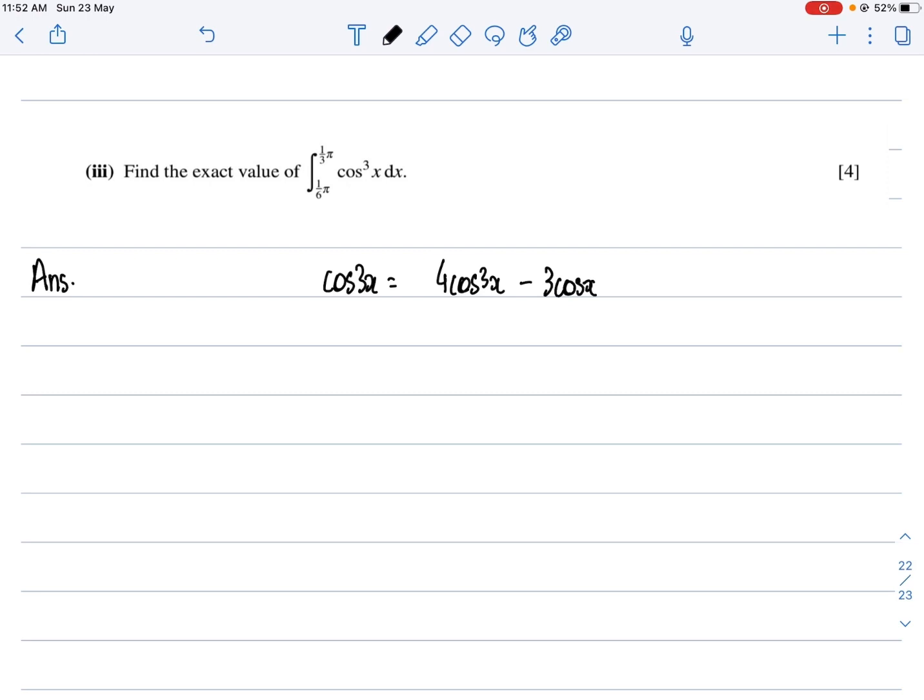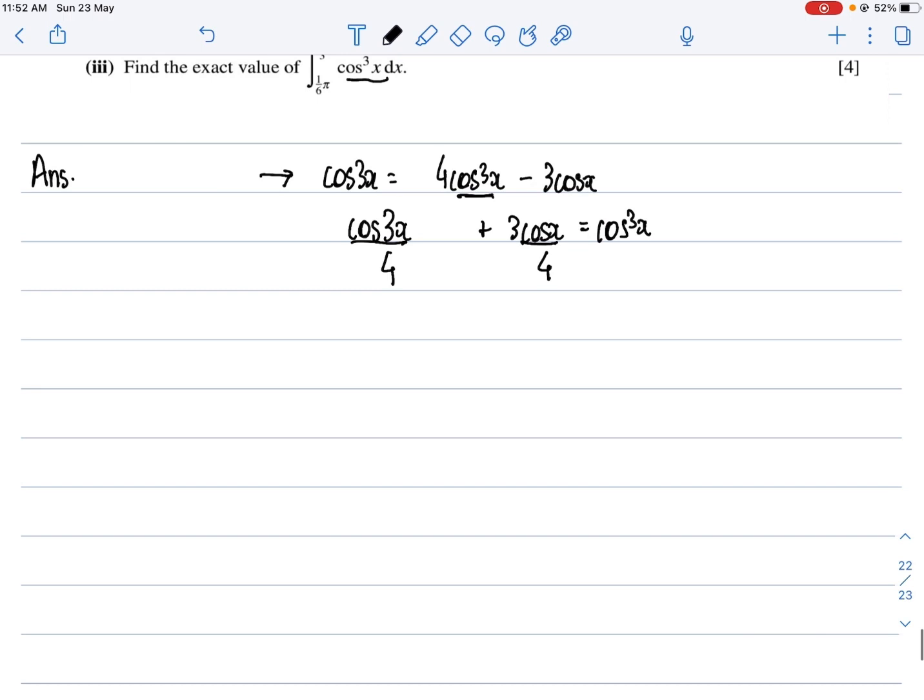Yes, so this is the third part of the question. What I need to do here basically is, I know I got this equation from part 1, correct? So integrating cos cube x is not that direct. What I can do is make cos cube x the subject of the formula here. So I'll basically get (cos 3x plus 3 cos x) over 4 is equal to cos cube x, correct? So I can now simply write this as the integral from 1 over 6 pi to 1 over 3 pi, with instead of cos cube x, I can write it as cos 3x over 4 plus 3 cos x by 4, dx.